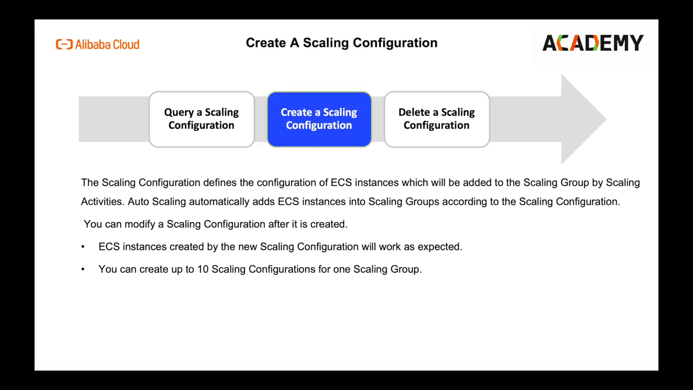What about creating a scaling configuration? Well, the scaling configuration defines the configuration of the ECS instances which will be added to the scaling group by any scaling activities that are triggered. You can modify a scaling configuration after it's created. Any ECS instances created by the new scaling configuration will still work as expected, and you can create up to 10 scaling configurations for one scaling group. Let's take a look at how to query the status of configurations and create new scaling configurations in the console.